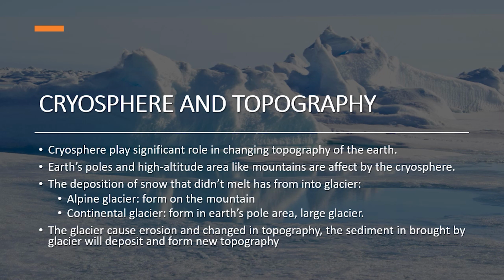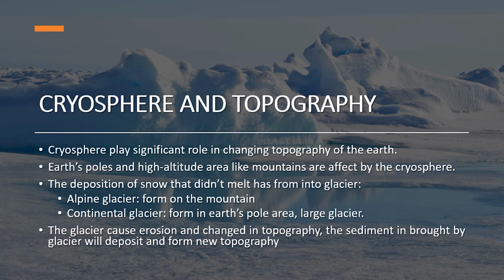The cryosphere plays a significant role in changing the topography of the Earth. The Earth's poles and high altitude areas like mountains are affected by the cryosphere. The deposition of snow that didn't melt has formed into glaciers. So mostly snow in the cryosphere process. When water gets cold, it becomes ice, and when the temperature gets higher, the ice starts to melt into water. But sometimes the ice is not able to melt completely, and the leftover ice will form harder and stronger into what is called a glacier.